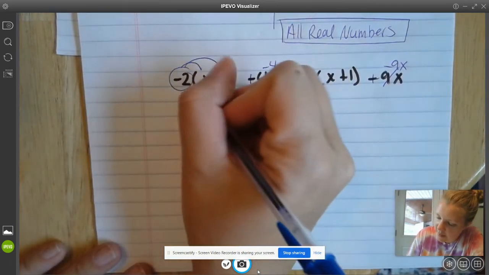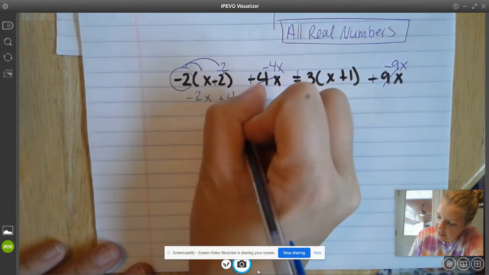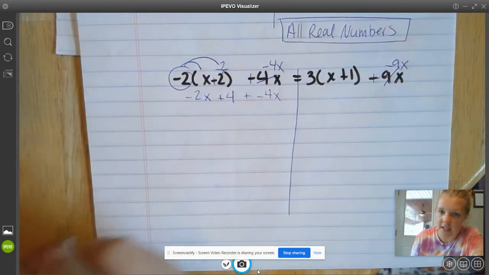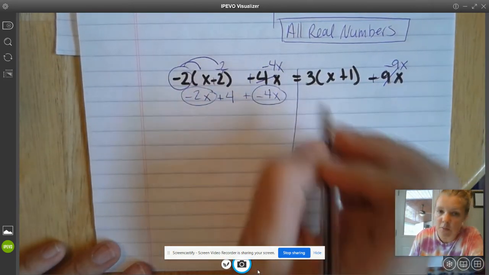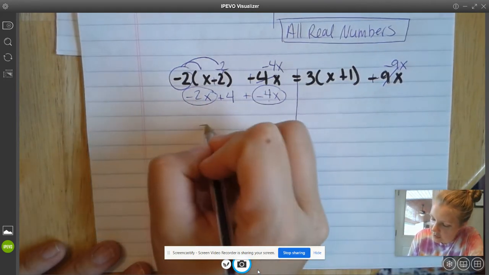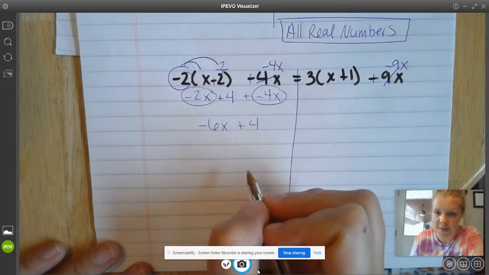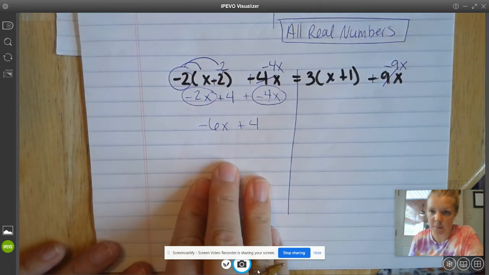So negative 2 times x is negative 2x. Negative 2 times negative 2 is positive 4. And we still have that negative 4x at the end. Then we can combine the like terms, still working on that left side. Negative 2x and negative 4x is negative 6x. Those signs are the same, so we add them and we keep the sign, and then that plus 4 stays. So this left side is all the way simplified.